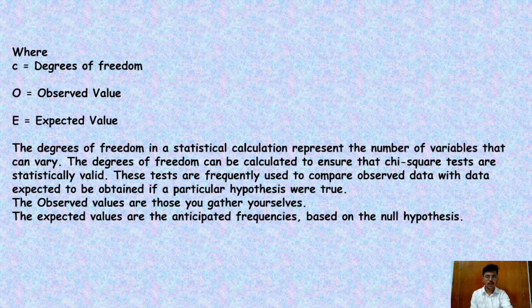So the degree of freedom in statistical calculation represents the number of variables that can vary. The degree of freedom can be calculated to ensure that chi-square tests are statistically valid. So these tests are frequently used to compare observed data with the data expected to be obtained if a particular hypothesis were true. The observed values are those you gather yourself, and the expected values are the anticipated frequencies based on the null hypothesis.